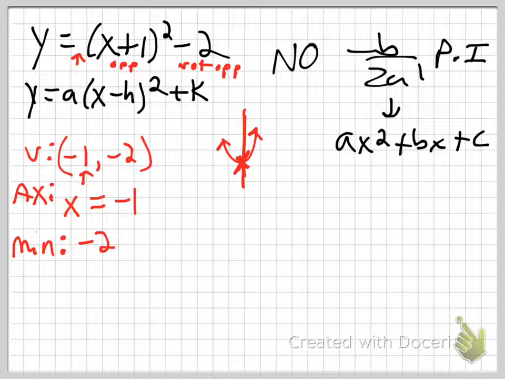The smallest value on that graph is the vertex, which is negative 2. That's the lowest that graph will go. And then lastly, you had to do domain and range.